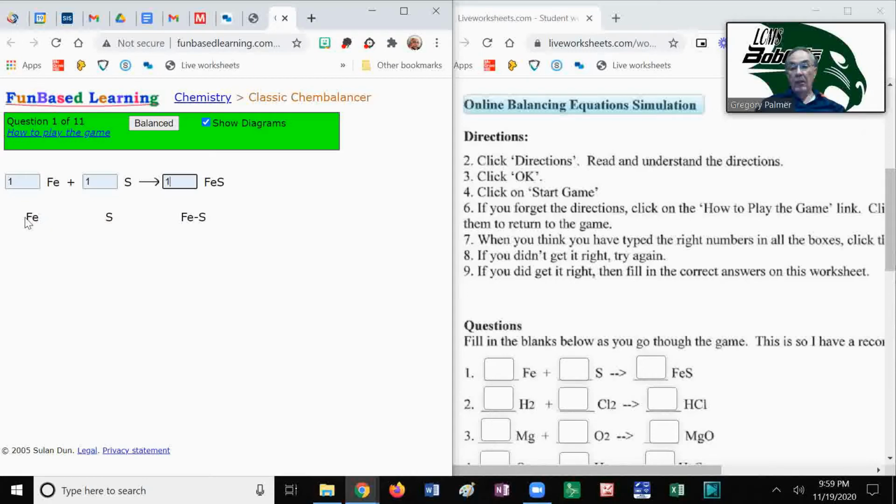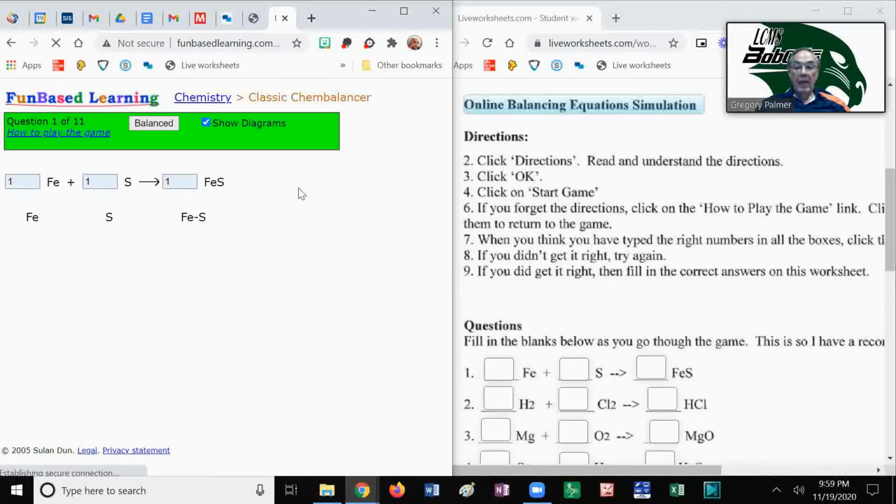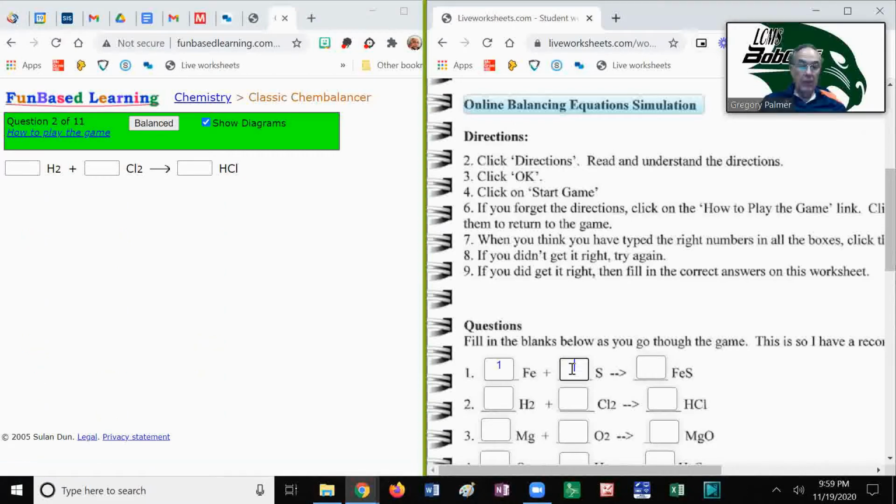So if we actually look, on this reactant side of the arrow, there's one iron and one sulfur, and over here there's one iron and one sulfur. So that looks balanced. And it does say that it is balanced. So our coefficients on our worksheet are 1, 1, and 1. Okay.